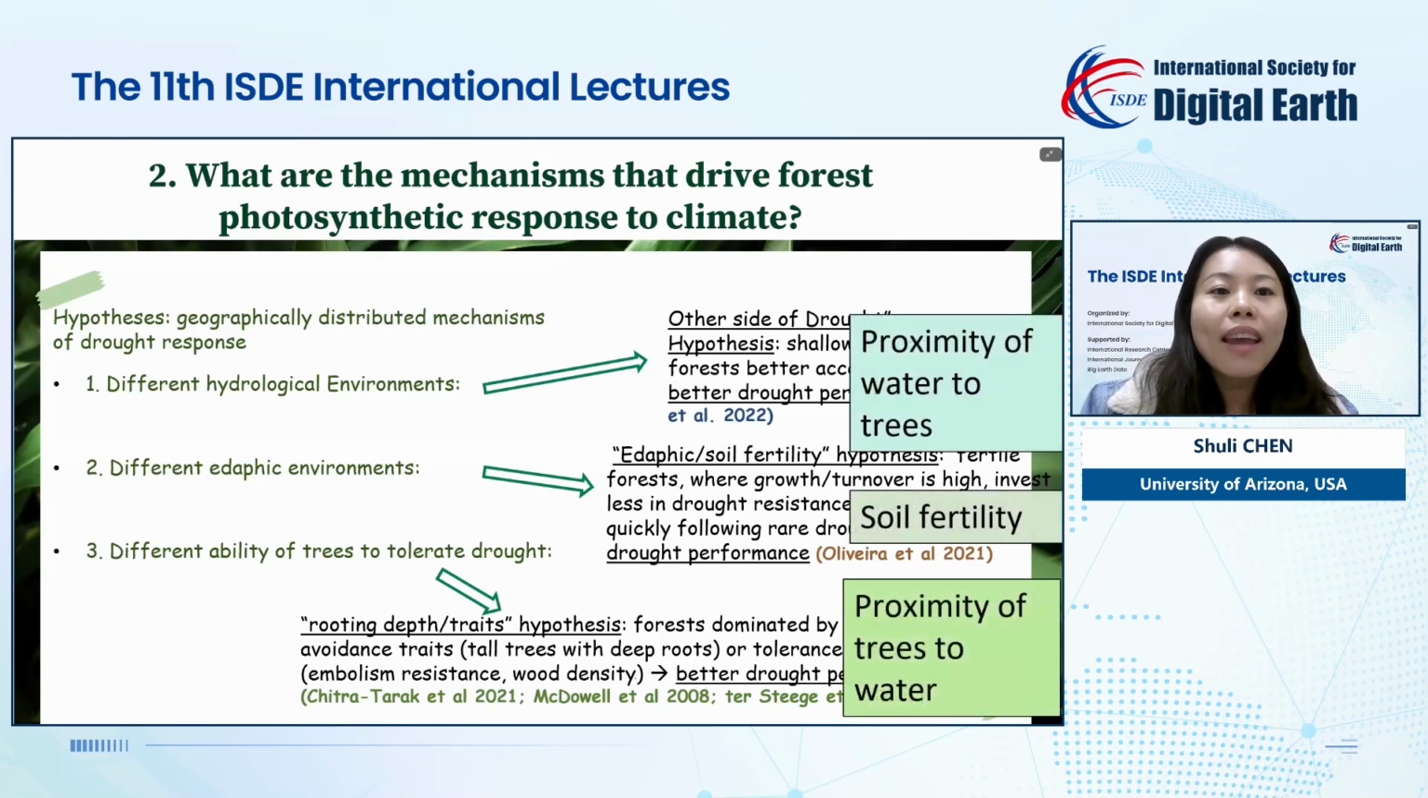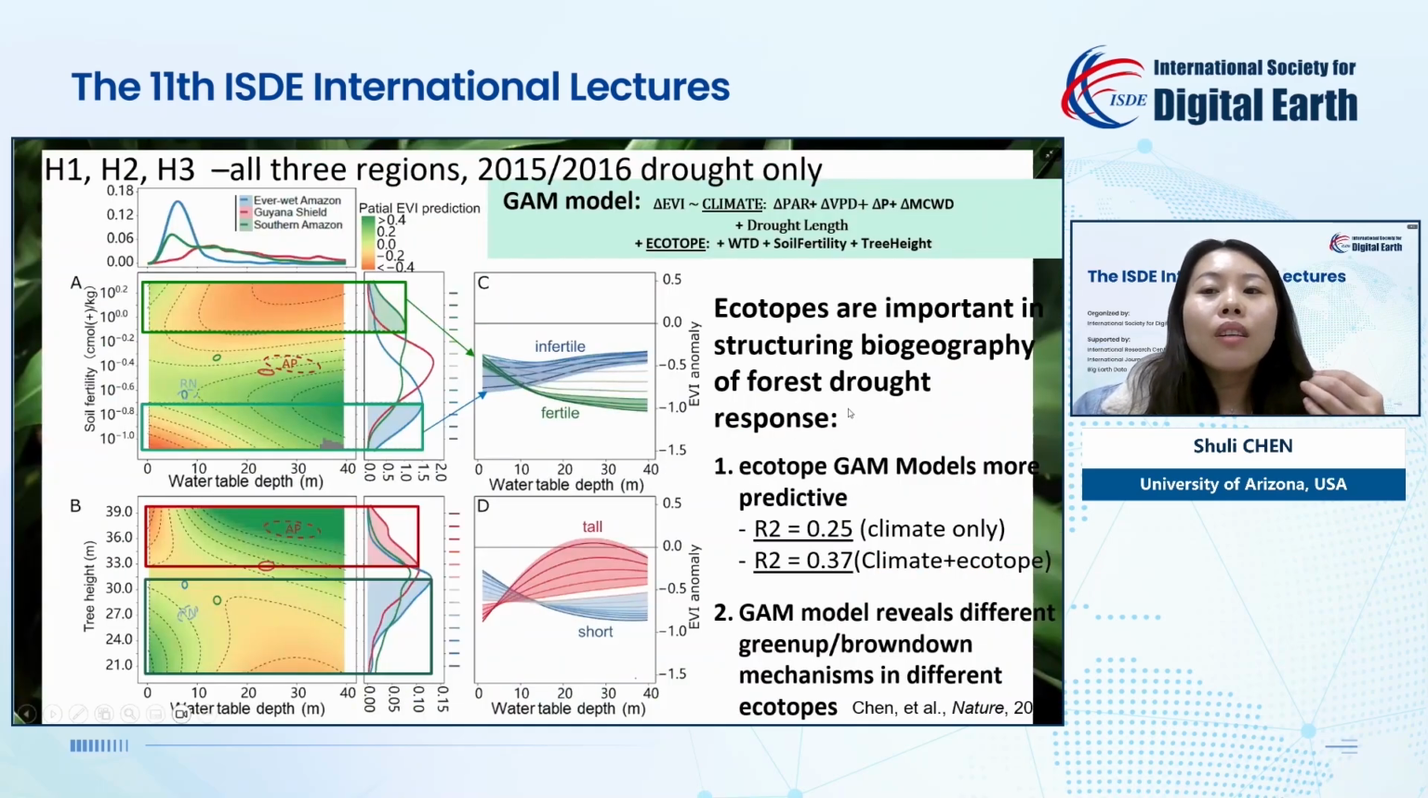Briefly, the first hypothesis and the third hypothesis try to mimic the proximity of water to trees and of trees to water, and soil fertility is like a mediator that influences both processes. So I incorporated the water depth, soil fertility, and tree height together into a nonlinear model, called the GAM, which allows nonlinear interaction fit for the model. Because soil fertility, water depth, and tree height compose the different forest ecosystems, I call them ecotope, and each factor an ecotope factor.